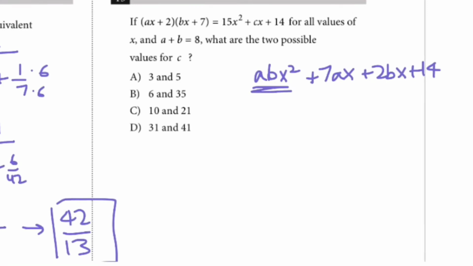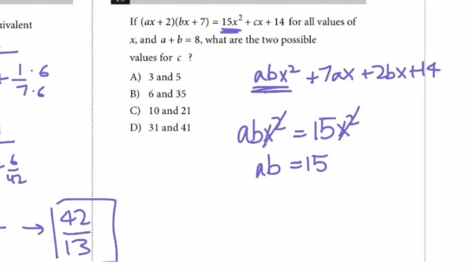Notice how the only x squared comes from multiplying ax and bx. And the only x squared in the product is 15x squared. So that means that abx squared equals 15x squared. If I cancel the x squared on both sides, I get the product of a and b equals 15. And the question tells me that the sum of a and b equals 8. So I need to find two numbers that multiply to 15 and add up to 8.